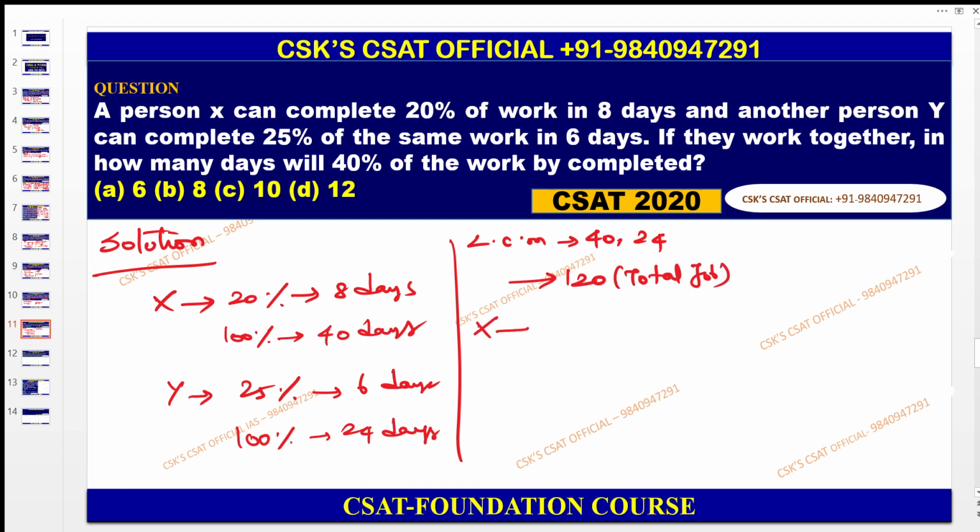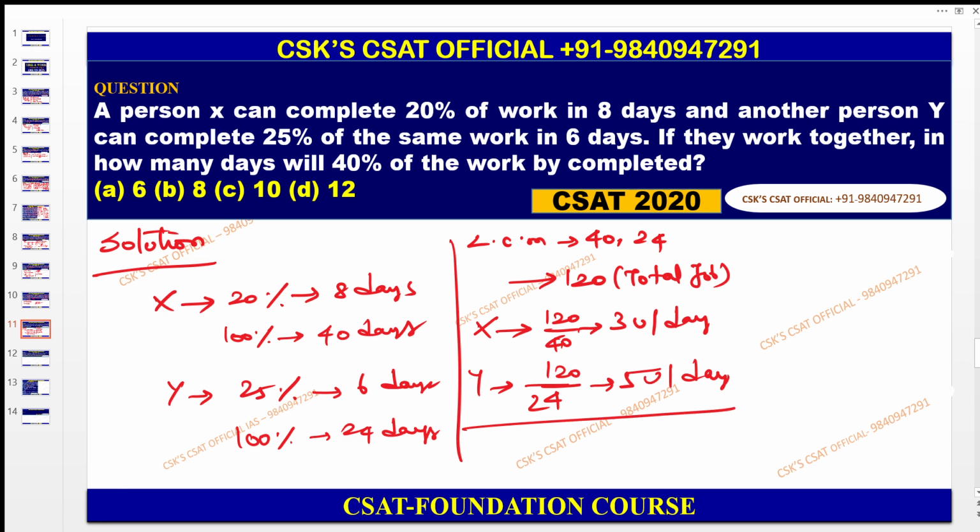The capacity of X per day means how many units are completed by X in a day. 120 by 40, 3 units per day. Y completes 120 by 24, which is 5 units per day. If both X and Y are working, they can complete 8 units per day, right?